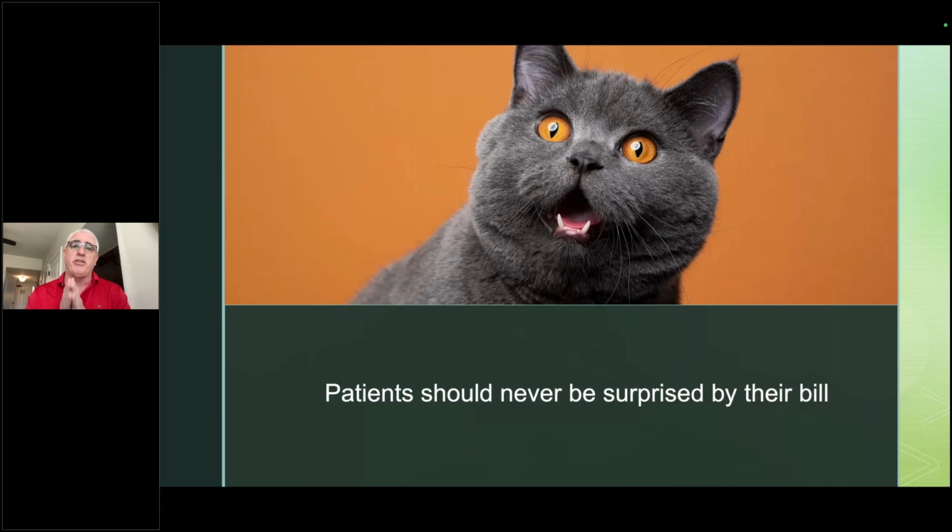And I will tell you, there are some states out there that have what are called no surprise laws whenever it comes to any kind of medicine, including dentistry. So I want to make sure that you know your state's laws whenever it comes to billing and making sure that there are no surprises there as well. So how do we do that?